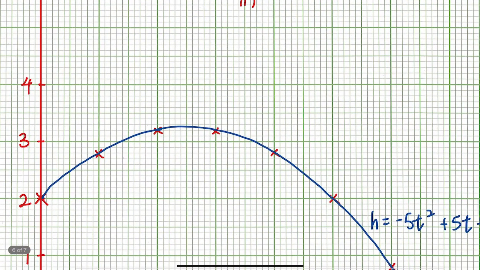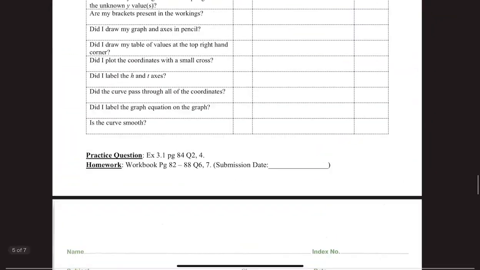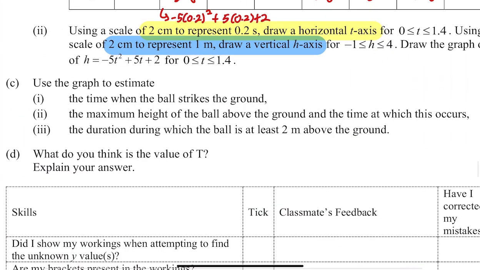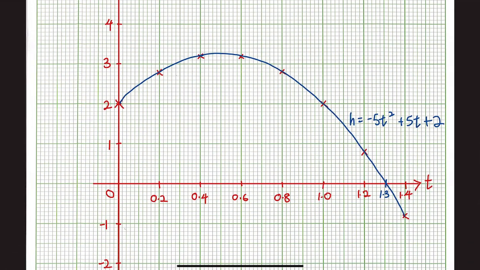Next part, let's look at the next part over here. Let's estimate the height. The question here says, part 2, find the maximum height of the ball above the ground and the time when this occurs. So we just need to look at the graph, find the maximum value. You can see that amongst this shape over here, the maximum value is probably this point over here.